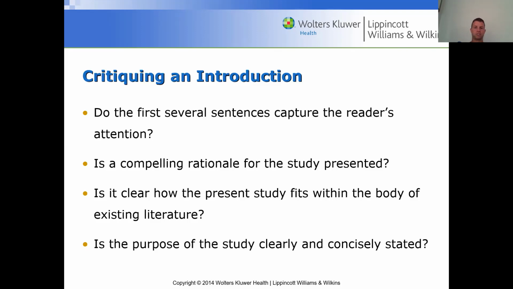Is there a compelling rationale for the study presented? Does it tell you what you need to know about where it's going? Is it clear how the present study fits within the body of existing literature? So, are they writing some review of lit, and then all of a sudden they're like, oh yeah, and by the way, here's our hypothesis? You're like, what does that have to do with what you just wrote about in the review of lit?